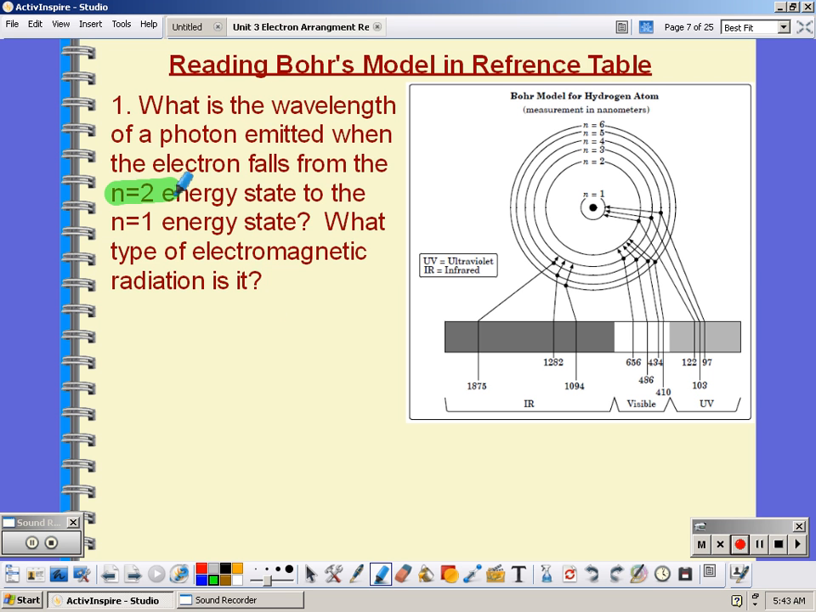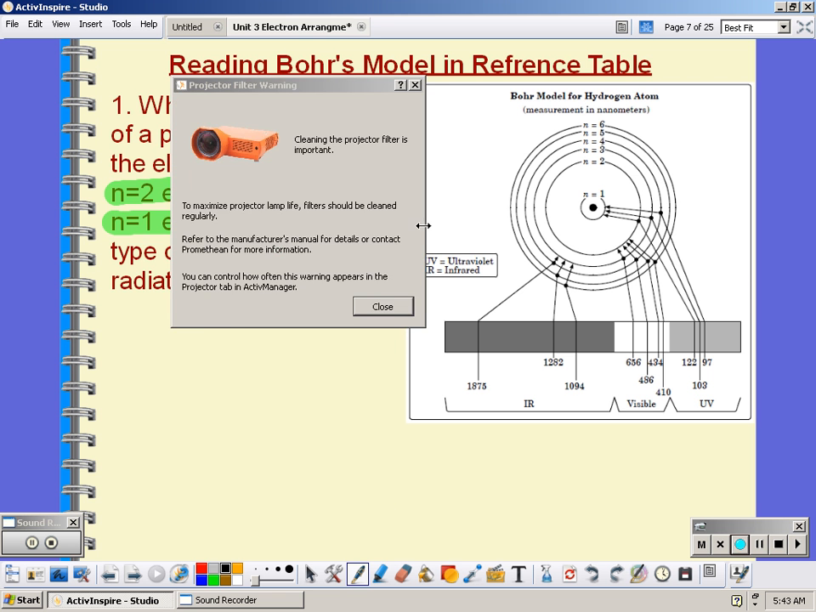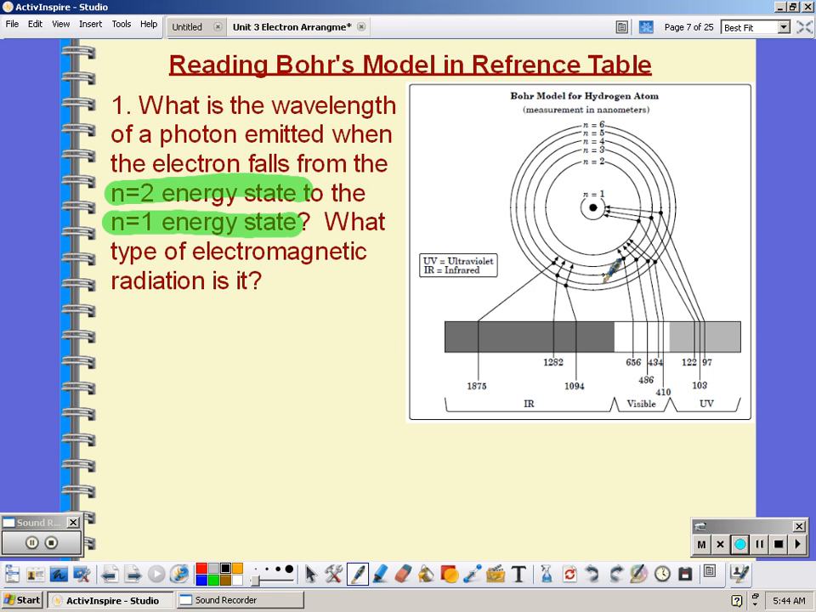So if we read this first problem, what is the wavelength of a photon emitted when the electron falls from the second energy state to the first energy state? So we're looking for the transition from the second circle to the first circle. There's a lot of different lines on this Bohr's model, so I think it's easier if you just trace around on the second circle and find all of the dots that could be present, and there's one right there. That's the only dot on the second circle, and it does in fact point to the first circle.